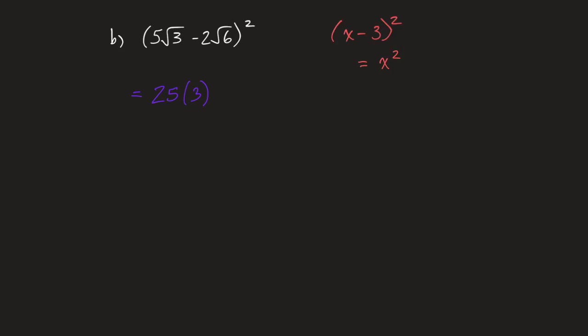Okay, now we come to the middle term. The middle term is going to take a little bit more work. If we look back up into our red, we know that we have to take the x and the 3 and multiply them together, and then we double it.